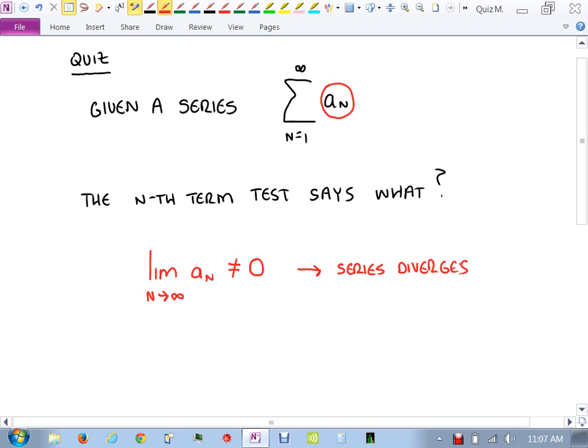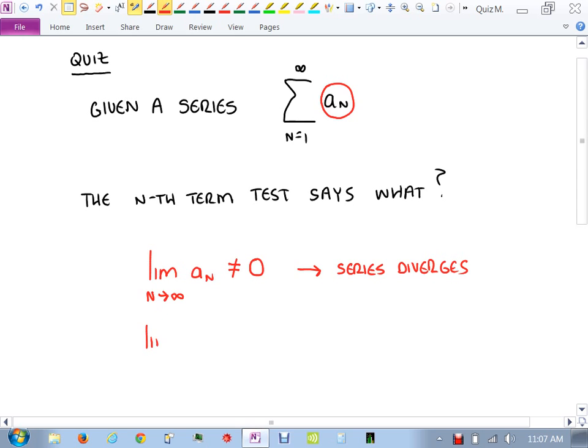So, for example, if that goes to 1, then it's basically saying that all your terms are becoming 1 or close to 1. So it's 1 plus 1 plus 1 plus 1 plus 1. That gets infinitely large. It diverges. And that would work for any number. Even if it goes to 0.1, 0.1 plus 0.1 plus 0.1 forever would be divergent.